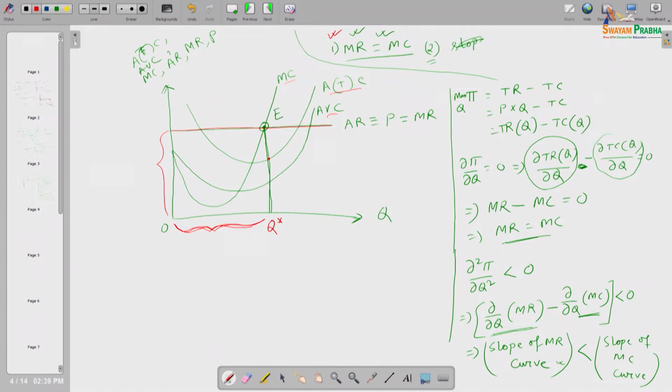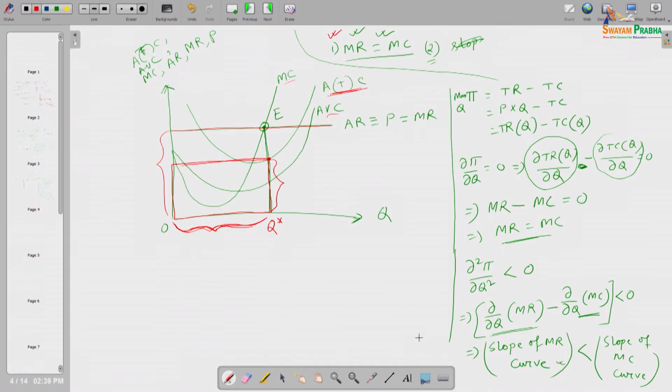Now, the question is how much profit he will gain in this particular case. Can we show the area, or the amount of profit? Look here, he will produce this much quantity. For that much output, what is the average cost curve? The average cost curve is here, this is the ATC curve, average total cost. So, when he is producing OQ star amount of output, per unit of output he is incurring this much average cost.